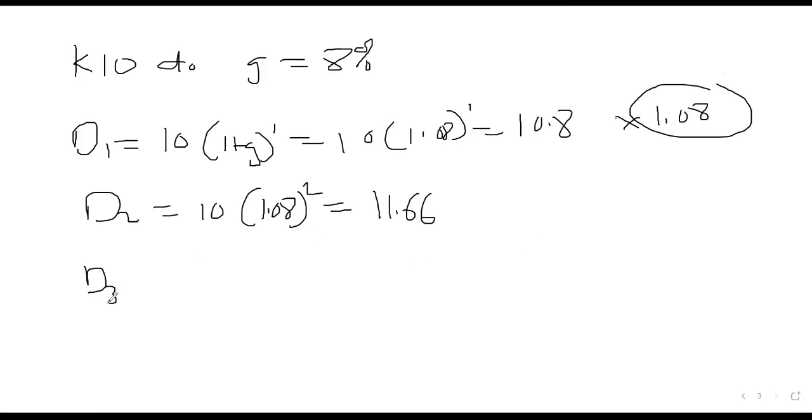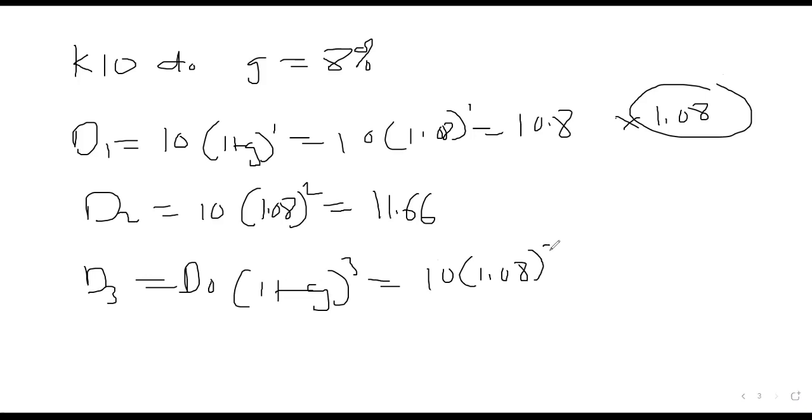So D3 will be what? D0, 1 plus growth to the power 3. So this will be 10, 1.08 to the power 3. That's what will give us 12.59. So I said alternatively, for the projection from one year to the other, just multiply by 1 plus R. That's what we do.